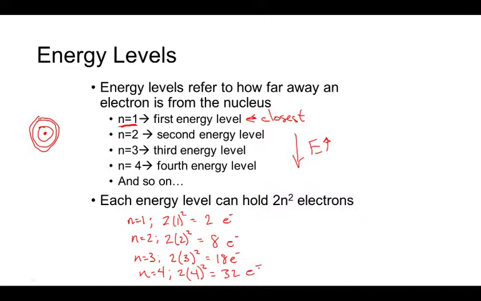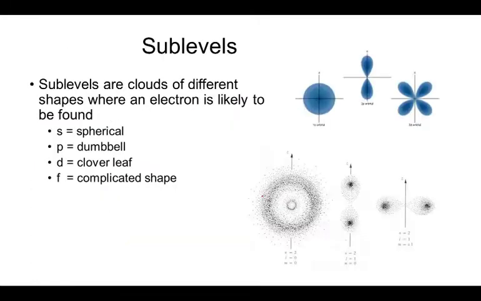So notice how as we get higher and higher energy, we can have progressively more and more electrons fitting in. So it's this rapid growth in the number of electrons that can fit in each energy level. All right, so that's our energy levels.